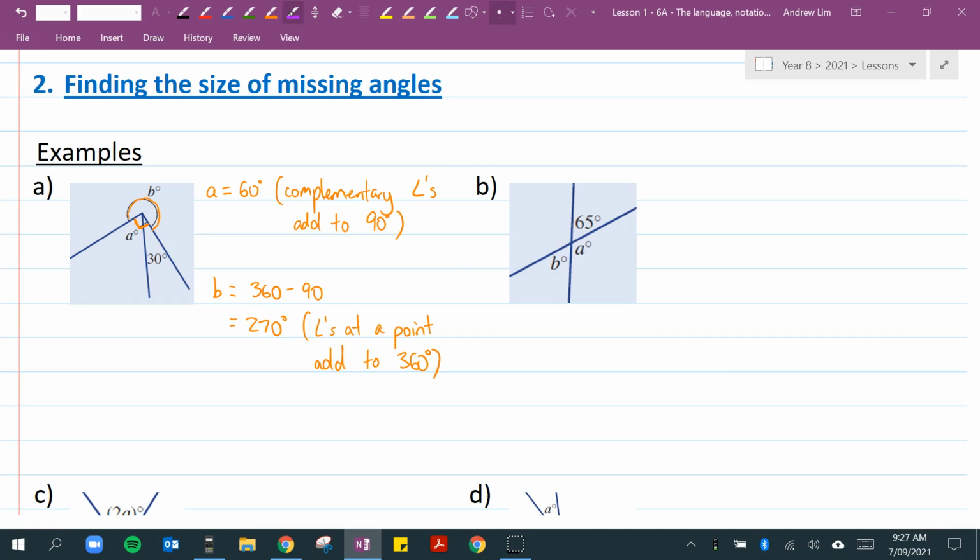Okay, question B. For question B, I think finding B is actually easier. B is equal to 65 degrees because they are vertically opposite angles. And we know vertically opposite angles are equal to each other because this one is vertically opposite to that. Vertically opposite angles are equal.